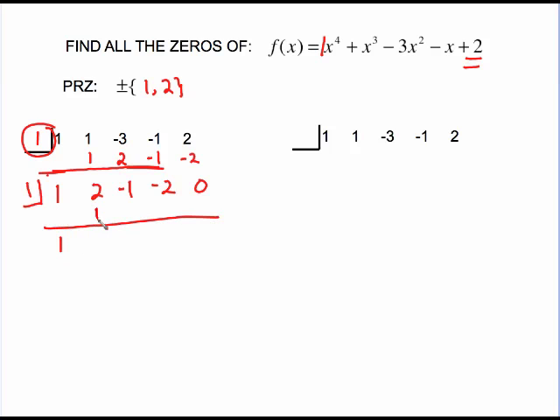1 times 1 is 1, add and get 3. 1 times 3 is 3, add and get 2. 1 times 2 is 2, add and get 0. 1 works again. That means 1 has multiplicity 2.